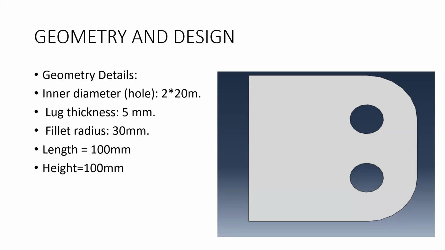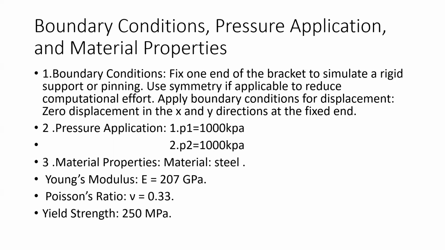Now you can see the boundary conditions, pressure applications, and material properties. First, we are going with the boundary conditions. The boundary condition fixes one end of the bracket to simulate a rigid support. Use symmetry applications to reduce computational effort. Apply boundary conditions for displacement: zero displacement in the x and y direction at the fixed end. The second one is the pressure application. For pressure application, P1 and P2 are both given as 1000 kilopascals.